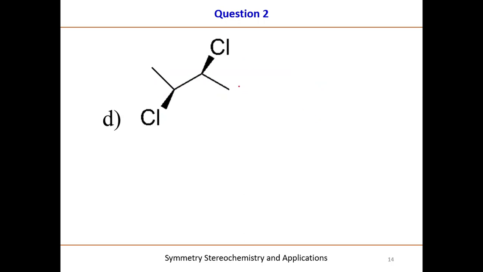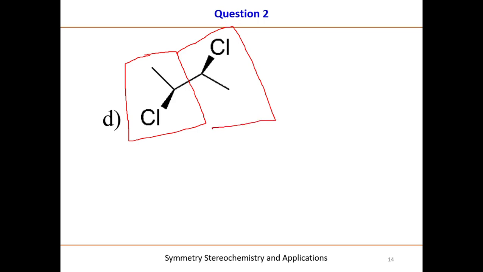Okay. Now this is the other case, cis 2,3 dichlorobutane. Here you will see both the chlorine atoms are above the plane. So when you pass the plane from here, you will see both the right hand side and left hand side are the same. You can see this way. So both the structures are same.